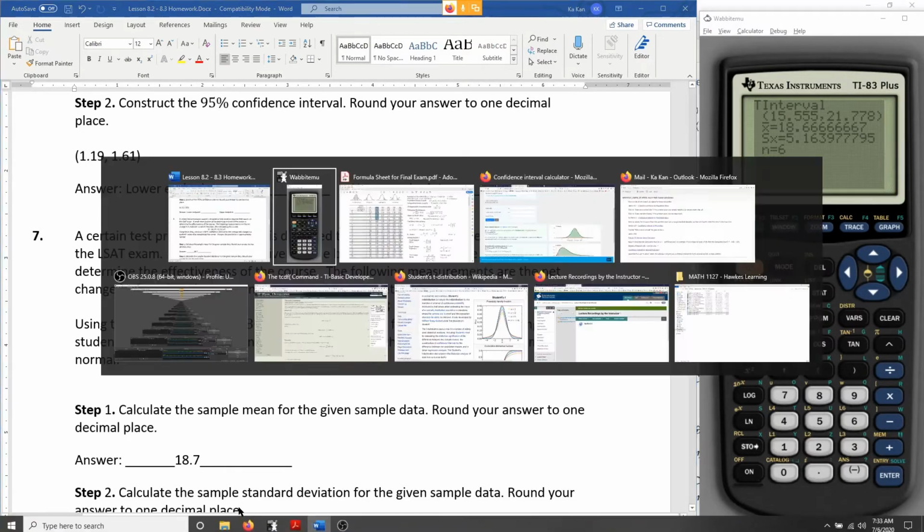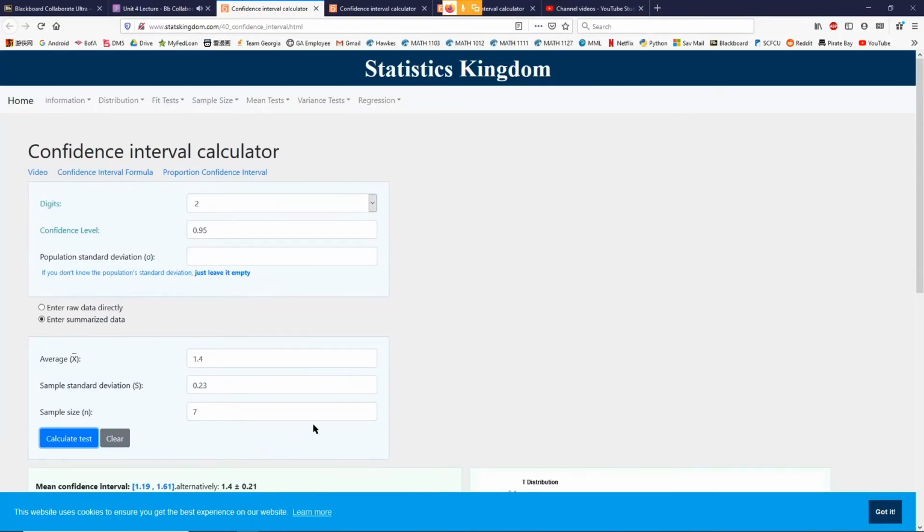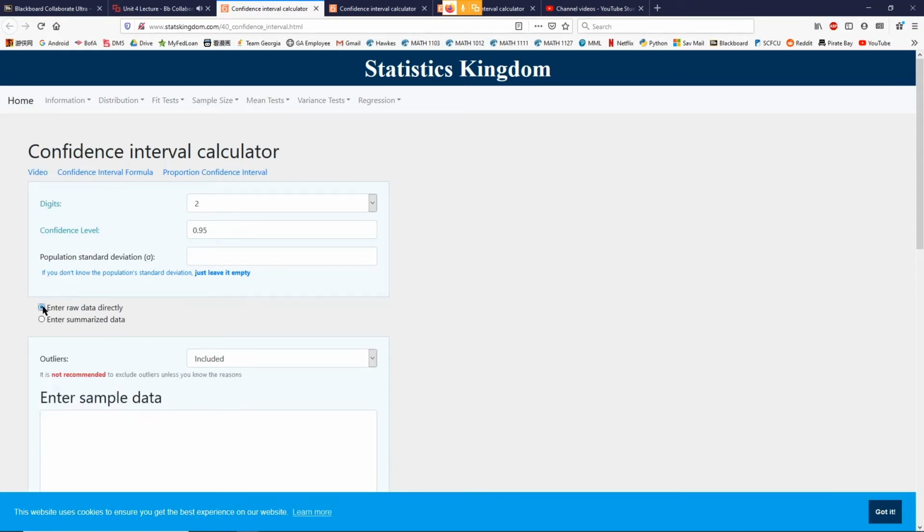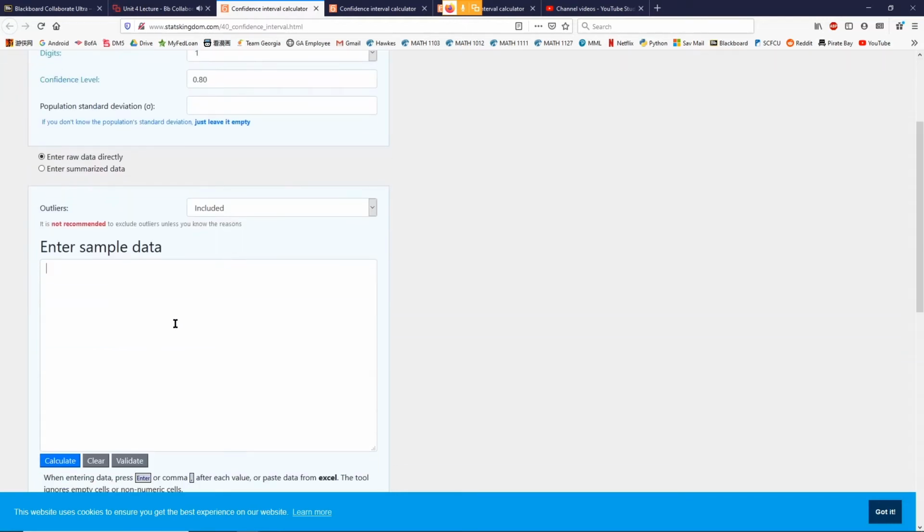website, all right? So the website that we use here. Now, since you have raw data, you will have to go and click on this here. Raw data directly. We use one decimal place and it's 0.8, and we do not know the population standard deviation. So I'm just going to paste it all in there. Calculate.